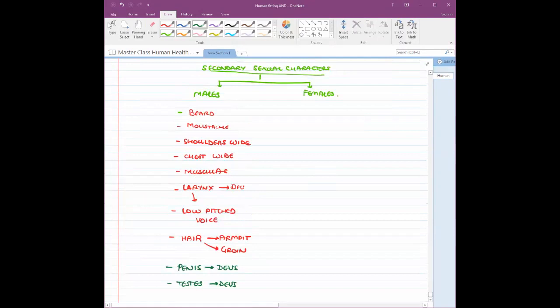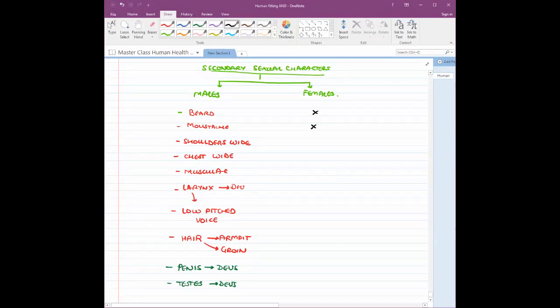But now let's try to equate this with secondary sexual characters in females. How is that going to be? So first, guys, are females going to have facial hair as such? No, it is not so. You're not going to see a beard or a mustache, unless the person is suffering from adrenal virilism. Until then, you're not really going to see anything. So no beard here, and no mustache.